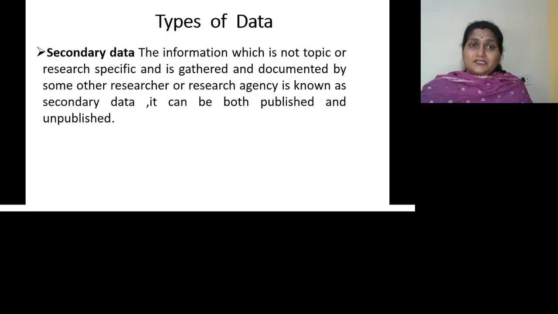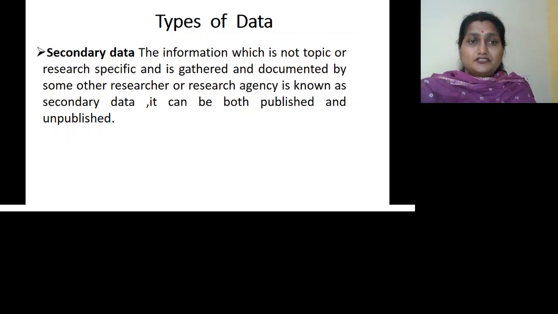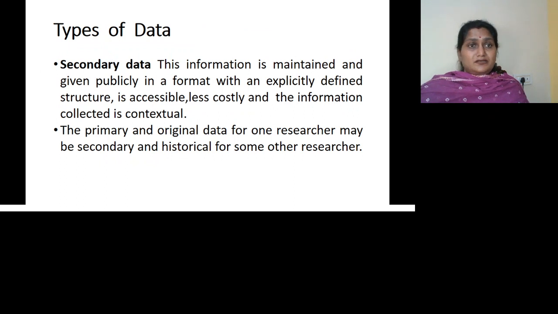Next, we go to what is secondary data. Secondary data is information which is not topic or research specific. It is contextual to a particular topic, and it is gathered and documented by some other researcher or research agency, and it can be both published and unpublished data. The primary and original data for one researcher can be secondary and historical data for another researcher.